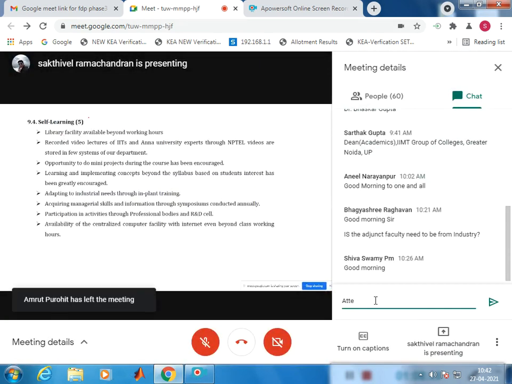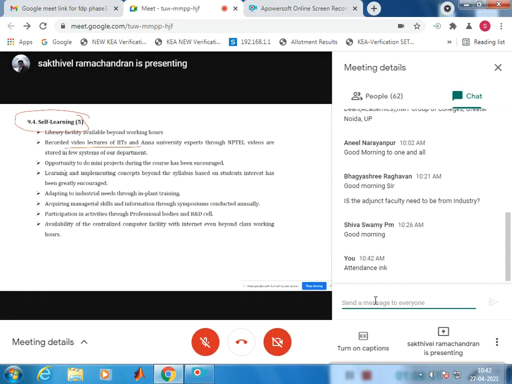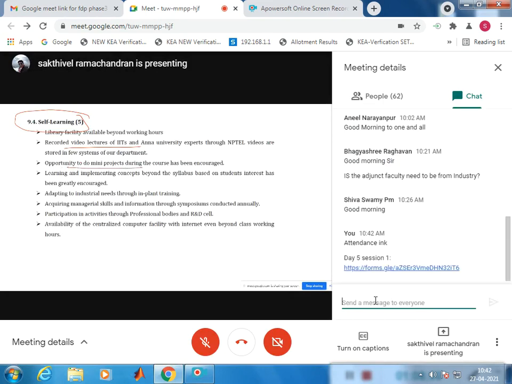Then we have been provided 5 points for self-learning. Provide an ambience for self-learning, meaning a very good laboratory, recorded videos of IITs like SWAYAM, NPTEL, opportunities for mini projects, doing the mini project in late class hours, learning and implementation of what they study, adapting some industrial need, in-plant training, and acquiring managerial skills. Are we providing an environment for all this? That comes under self-learning. We are supposed to provide all those facilities. That all will be taken into account, and that has been listed for 5 marks.